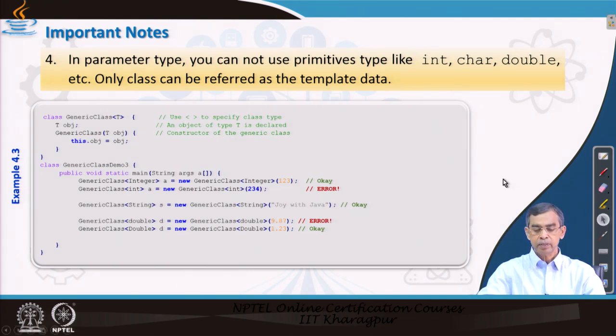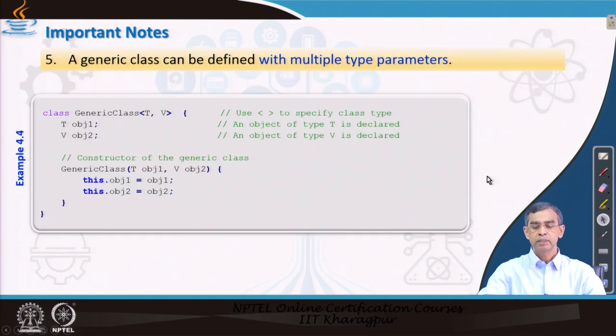Now, I will discuss another point, which is multiple type parameters while discussing generic class. This is an example that you can note. This is a generic class, but here we have 2 different templates, T and V. That means any two types can be held here.